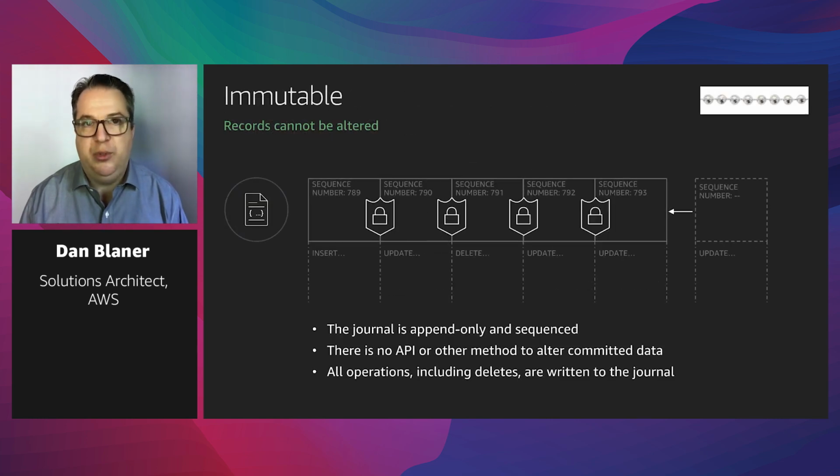QLDB is immutable thanks to its journal. Because the QLDB journal is append-only, it keeps a full record of all changes to your data that cannot be deleted, modified, or overwritten. There are no APIs or other methods to alter any committed data. This enables you to access and query the full history of your ledger.